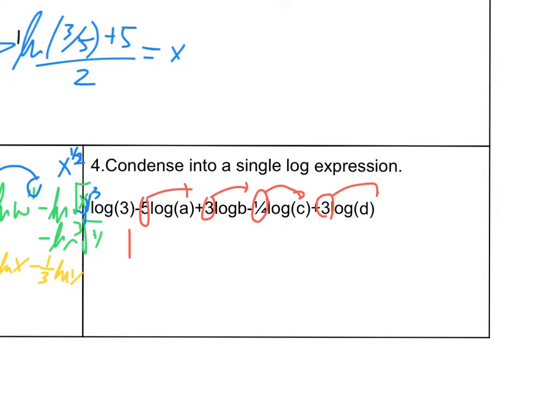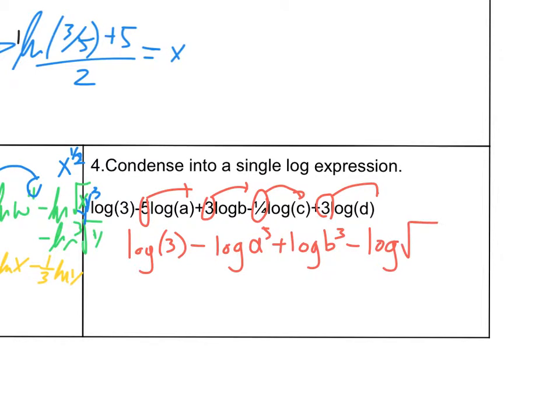So we might write this as log of 3 minus log of a to the 5th plus log of b to the 3rd minus, and 1/4 is a power, is the 4th root. So that's log of the 4th root of c plus log of d to the 3rd.